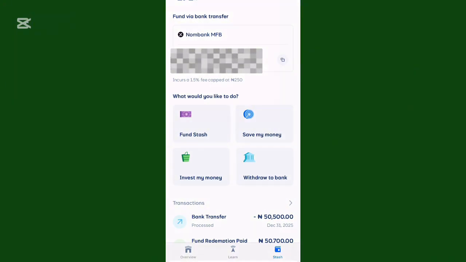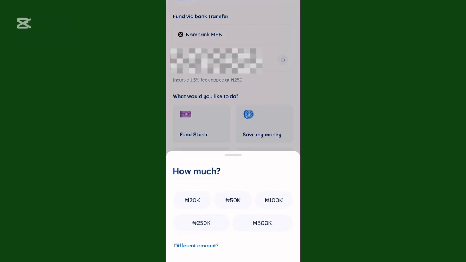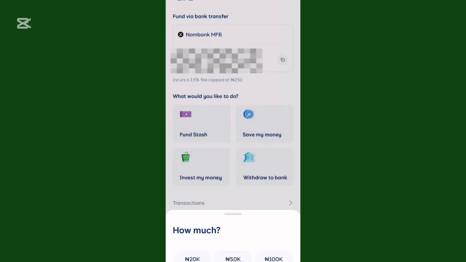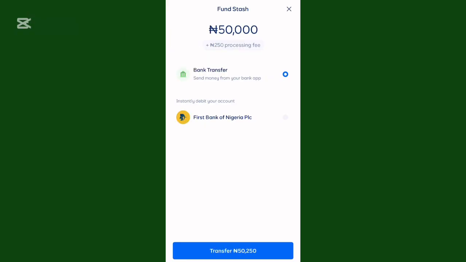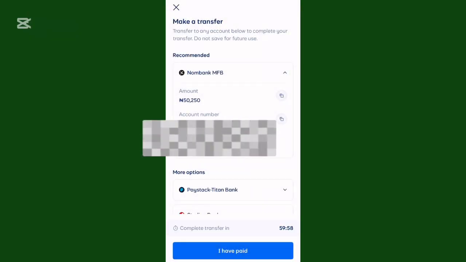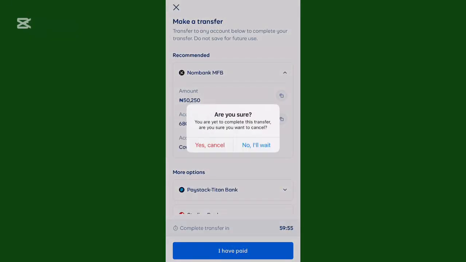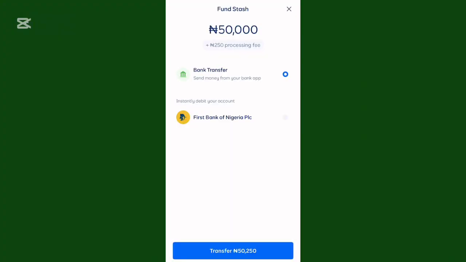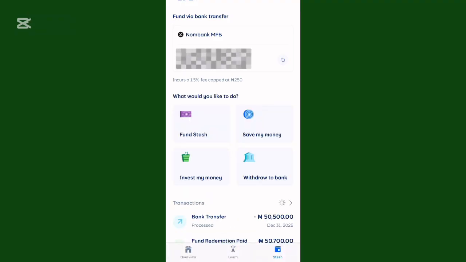You can also fund your stash directly from the app. If you pick 50,000, it then shows you whether you should go through card or choose bank transfer. So if it is bank transfer, it will display an account number you should transfer to. So you can see the accounts, and then if you added your card at the point of registration, you can also add money through your debit or credit card. So that is all about buying stocks on the Cowrywise app.